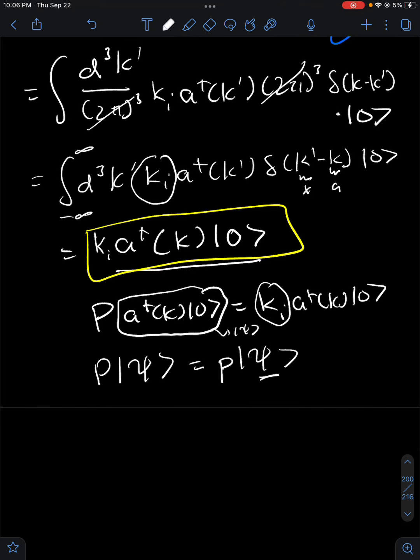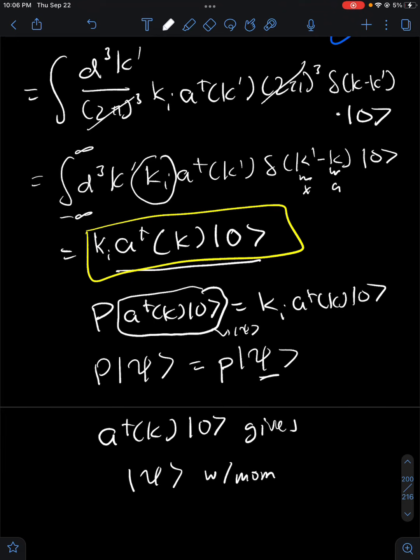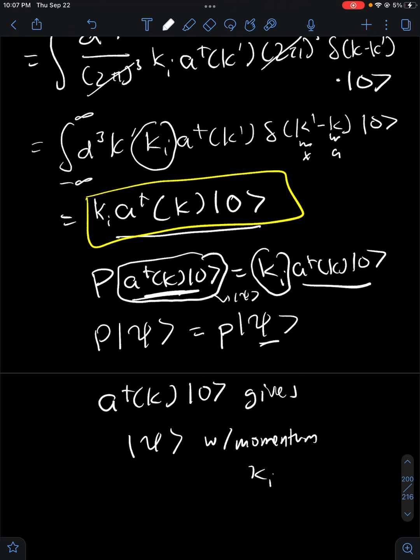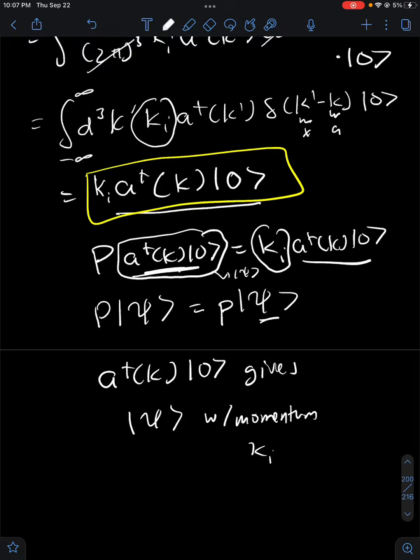And this is the momentum of that state, which basically means that A conjugate K acting on the vacuum state gives us a state psi with momentum K, I. Or yeah, I is of course a 3-momentum. So this is the momentum eigenvalue, and this is the eigenstate. So A conjugate K acting on the vacuum state gives us another element of our Hilbert space.